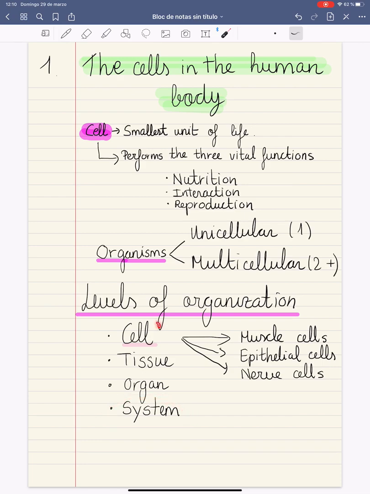Now, if we focus on the first level, the cells, we have studied three main different kinds of cells: muscle cells, epithelial cells, and nerve cells. Muscle cells are elongated. Remember, they expand and contract. Epithelial cells are the ones that protect our body. We find them in our skin. And finally, the nerve cells are the ones that send information throughout our body.